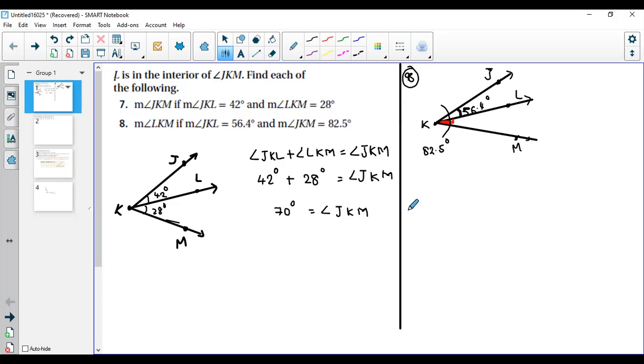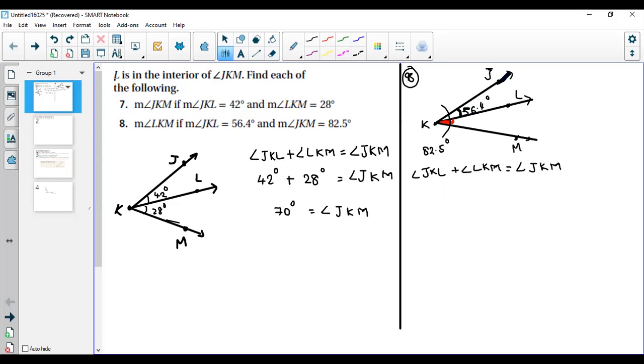But to start, we have to write a statement like this. So let's start by writing the same statement, that is angle JKL plus angle LKM is equal to angle JKM. The statement remains the same no matter whatever the question, whether they ask you to find whichever angle, the statement remains the same.